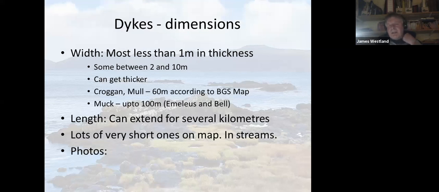So if we look at the dimensions of these things, this is from Emeleus and Bell, the Paleogene volcanic districts. Most of them are less than 1 meter in thickness. Some get between 2 and 10 meters, and you can get thicker ones. There's one down from Croggan in Mull that according to the BGS map is over 60 meters wide. I went to look at that one, and I don't reckon it is 60 meters. I think it's about half that, but it's still pretty wide.